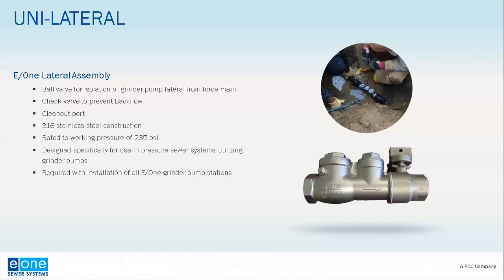So we decided that in order to best serve the market and our customers, we had to take charge of this area, and we came up with this 316 stainless steel unilateral. It's 100% tested at our factory. So before it ends up on your job site, we're going to make sure that it holds pressure, it doesn't leak, and it does its job the way it's supposed to. Again, it's got a check valve to prevent backflow. It's got an isolation valve, which is a fully ported ball valve, and a clean out port as well, in case you need to jet that line out for whatever reason. It's designed specifically for use in pressure sewer systems. And we require it. We believe so strongly in this component that we actually require it as part of our stations.